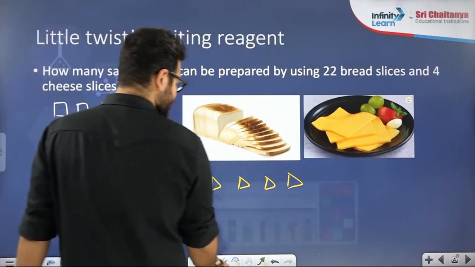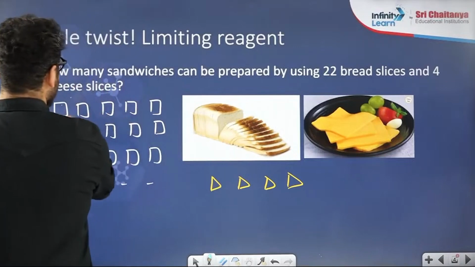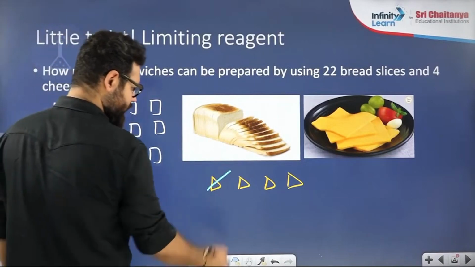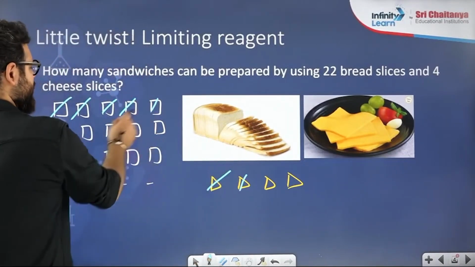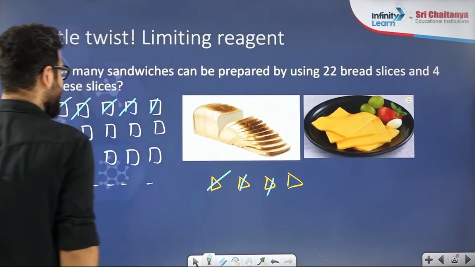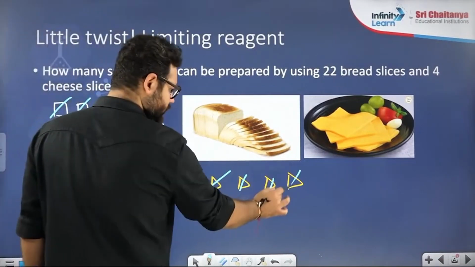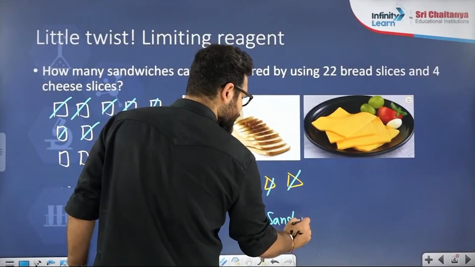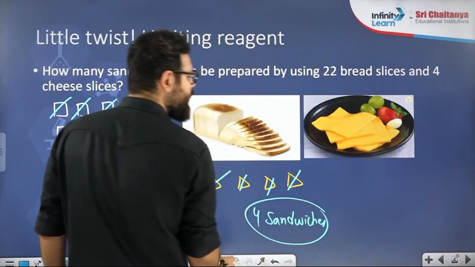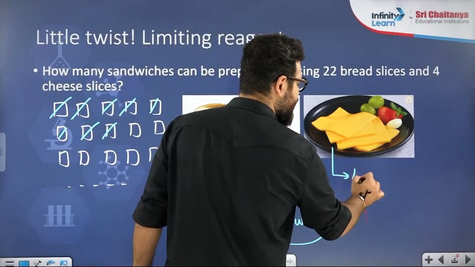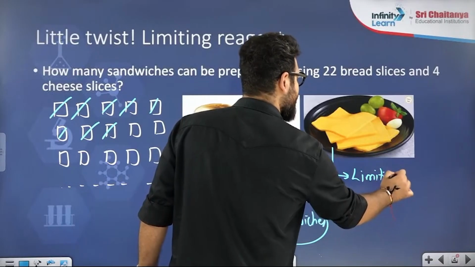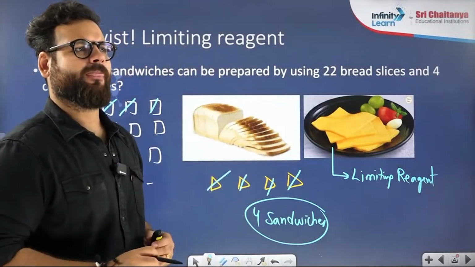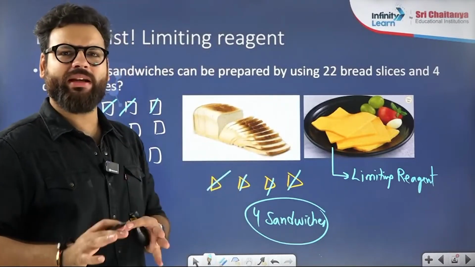You said that, sir, the first sandwich will be made when I use 2 breads and 1 cheese. Second sandwich, 2 more breads, 1 more cheese. Third sandwich, 2 more breads, 1 more cheese. Fourth sandwich, now cheese is over. So finally only 4 sandwiches we can make. So something which finishes the earliest in a reaction is called the limiting reagent. Here cheese is limiting the amount of sandwiches.